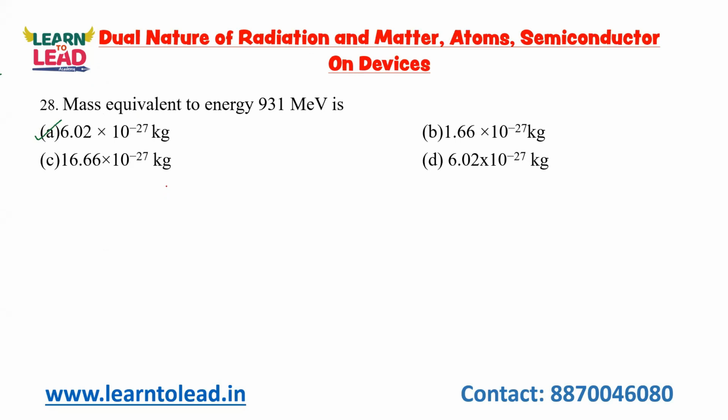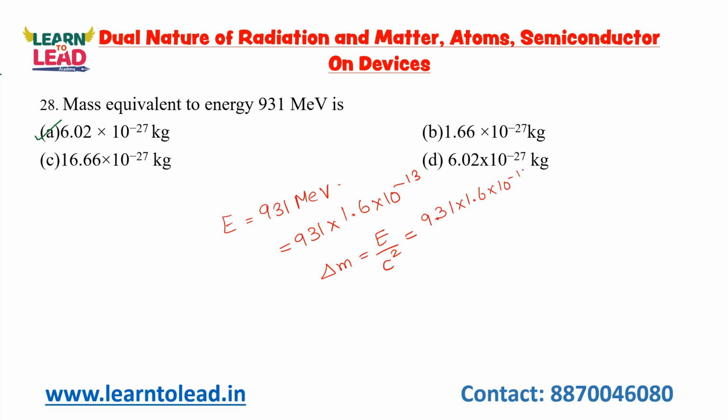Mass equivalent to energy is given by what? So energy is equal to 931 million electron volts. So 931 into electron volts, which is 1.6 into 10 power minus 13 joules. So mass is equal to E by C square. What is E? 931 into 1.6 into 10 to the power minus 13.